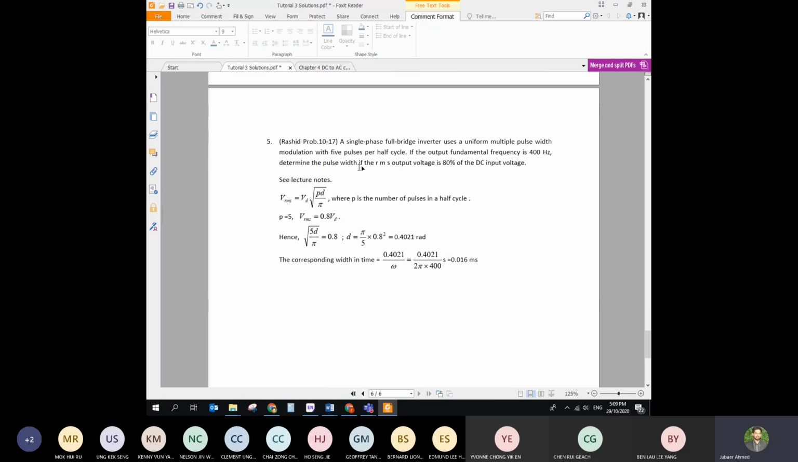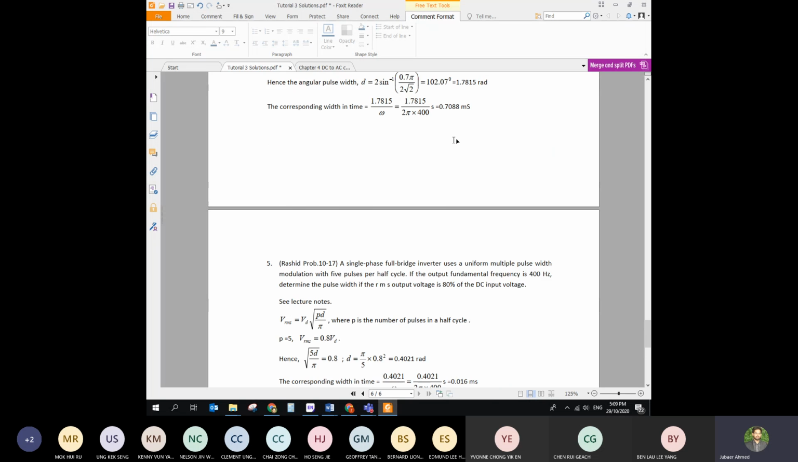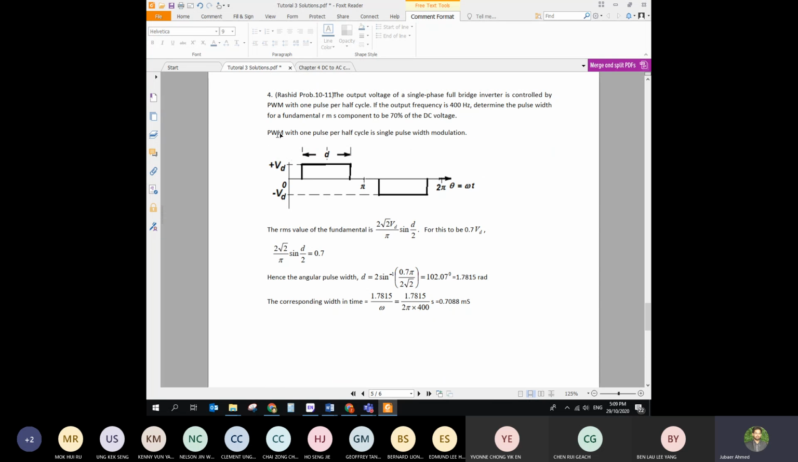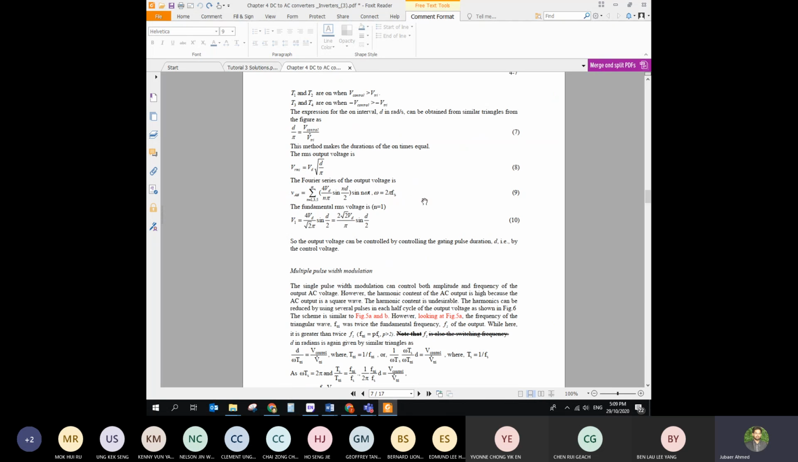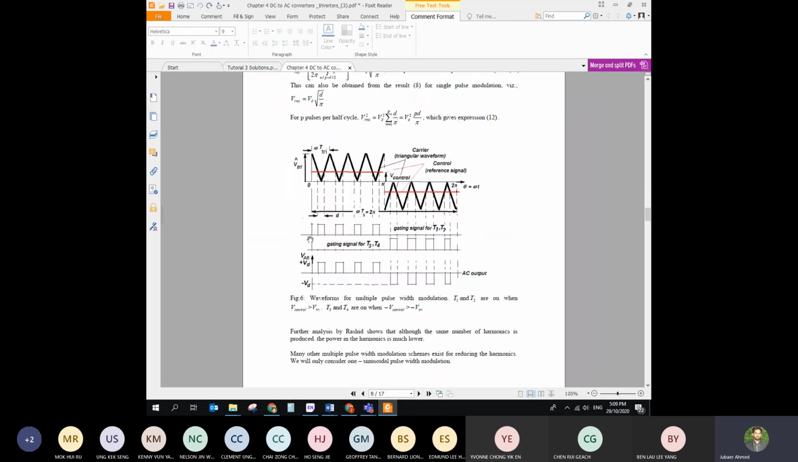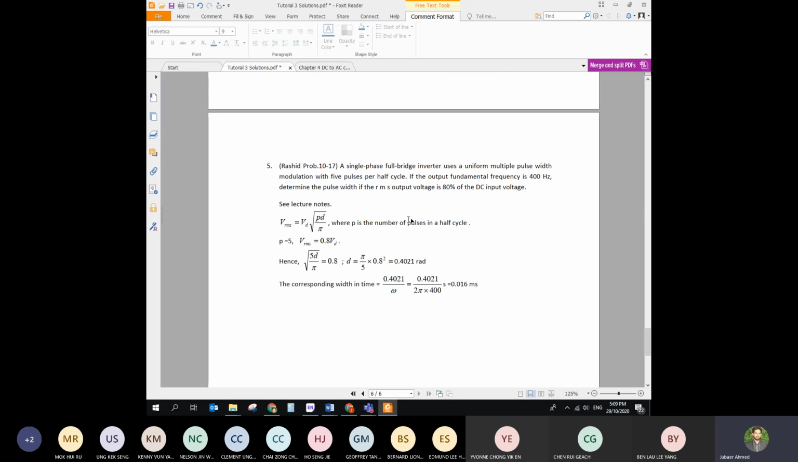Question number 5 is also similar. A single phase full bridge inverter uses a uniform multiple pulse. This was a single pulse, right? Control one pulse, so one pulse. Now there will be multiple pulses. Multiple pulse means like that. So one cycle is going to have multiple pulses, so positive pulse and negative pulse for positive cycle and negative cycle.